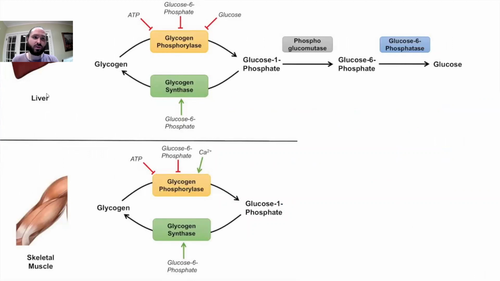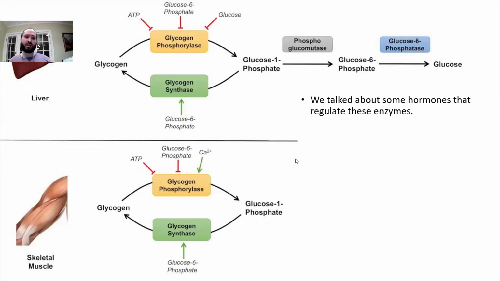So we have muscle glycogen and we have liver glycogen. And the regulation of glycogen synthase is similar in both. We talked about previously hormones that regulate these enzymes. They'll also be regulated allosterically by some metabolic molecules. We can see glucose 6 phosphate, ATP, glucose. Both glycogen synthases will be stimulated by glucose 6 phosphate. That would make sense because if we have glucose 6 phosphate, we want to shuttle that down, make it into glycogen, so we can then use that later.